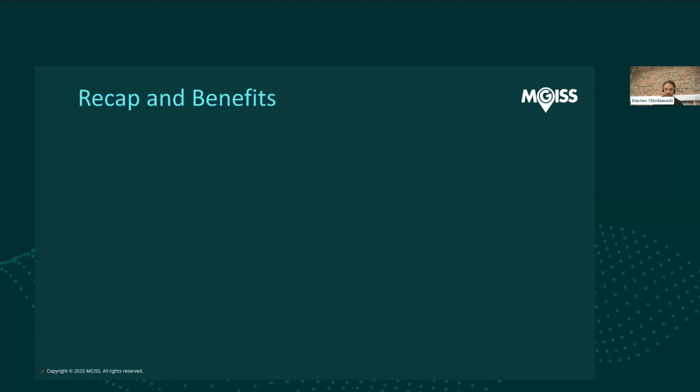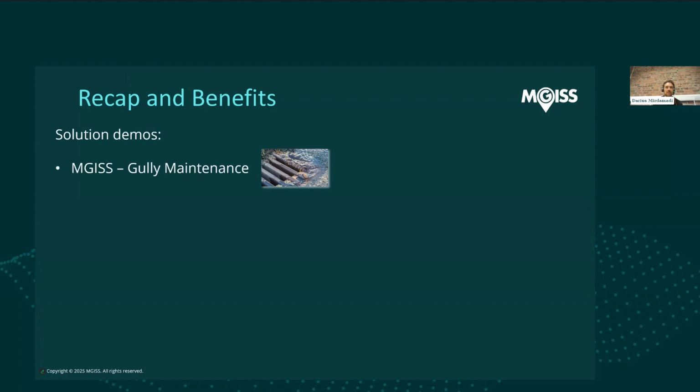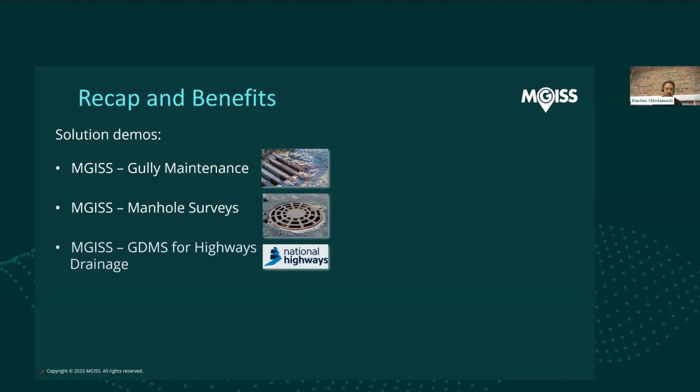So, recap. First of all, we've seen the MGISS gully maintenance solution, the MGISS manhole survey solution, SDC 25 reporting, and finally the GDMS for highways drainage.